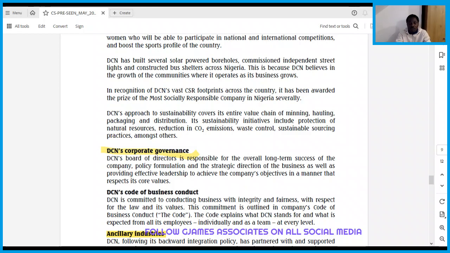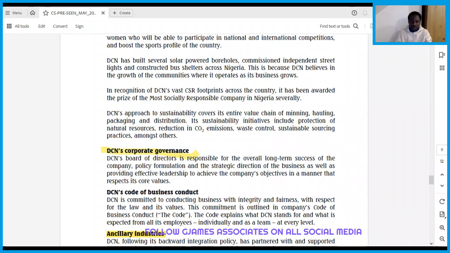So threat of new entrants, bargaining power of our suppliers, bargaining power of our customers, the threat of substitutes to our products, and last but not the least, the rivalry or the competition that we have around us. Those are the things you need to talk about when it comes to Porter's 5 forces analysis.